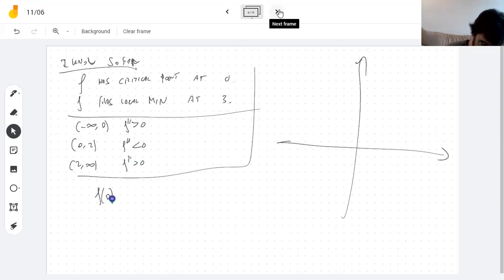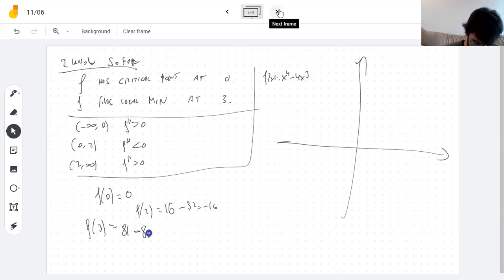Let's find f of 0 and f of 2 and f of 3, so I know where to plot them. So remember, the function was x to the fourth minus 4x cubed. So at 0 it is 0. At 2, it's 16 minus 32, which is negative 16. And at 3, it's 81 minus 27 times 4, which is 108.